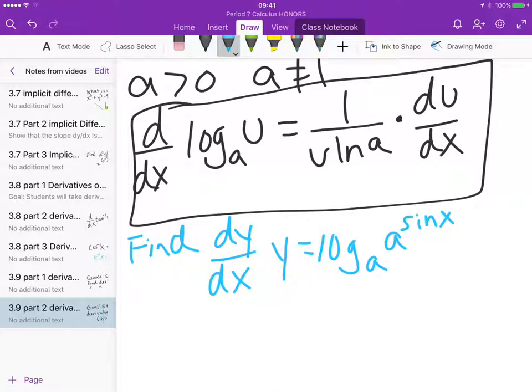So let's find the derivative. First and foremost, we know it's going to be 1 over u, which is, in this case, let me highlight u. U is going to be this entire a to the sine x. So this is all going to be u in this example. So let's make that a note.